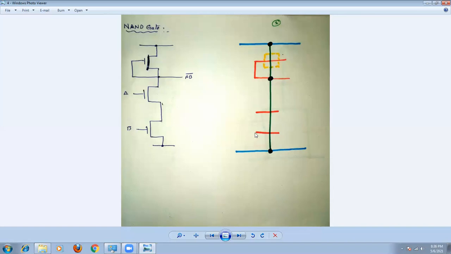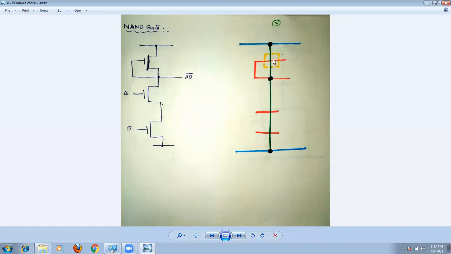Take a green and red color and cross the diffusion layer. So one transistor is formed, and this is another transistor formed. This is the drain, this is the source, again drain and source. Drain and source will be joined together, so this is the series connection. This point will be extended to here, and here another transistor is formed.